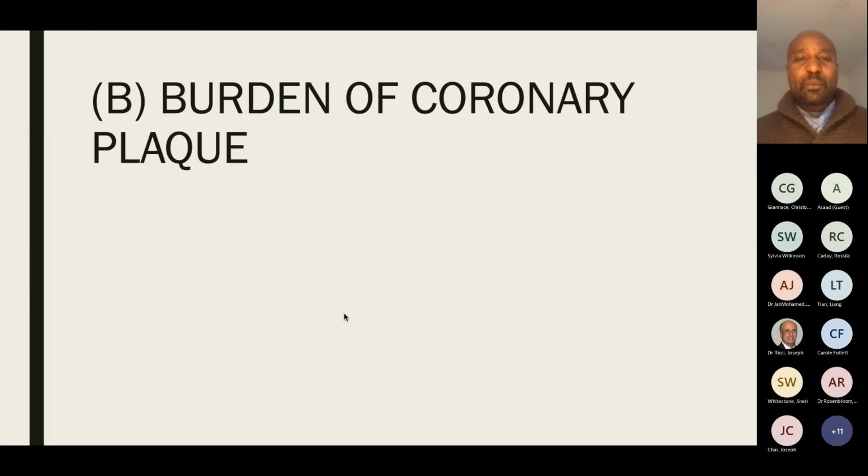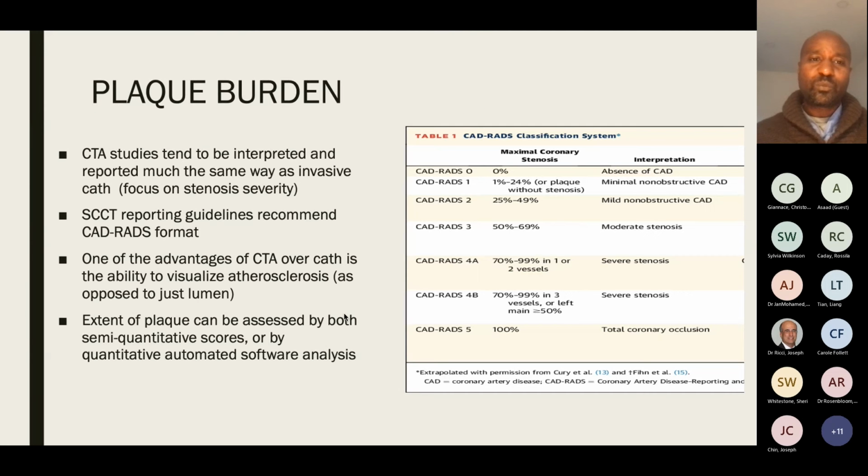As opposed to looking at plaque morphology, what about the extent or burden of coronary plaque, and how does that play out in terms of prognostic impact? Well, right now, if you look at how CTs are reported and interpreted, we tend to interpret them much in the same way as an invasive cath, and we focus principally on diameter stenosis severity.